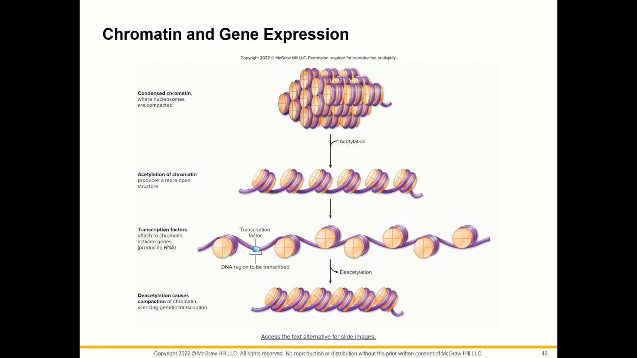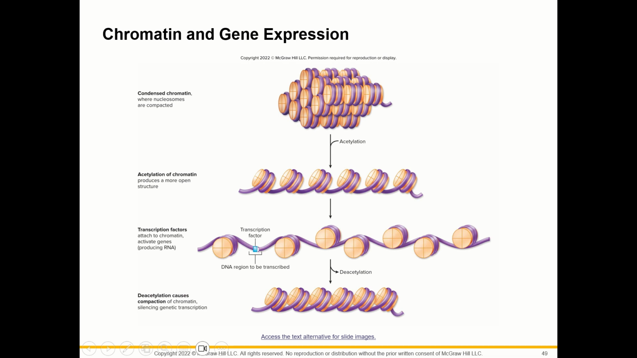Okay. So the first one is showing the condensed chromatin, where nucleosomes are compacted. And then the second is the acetylation of chromatin, and it produces a more open structure. Then we have transcription factors that come in. They attach to chromatin and activate genes, producing RNA. And then finally, deacetylation causes the compaction of the chromatin, silencing genetic transcription. Gosh, these chemical processes are just so amazing. Like I said, cell biology is what won me over to biology as a whole.